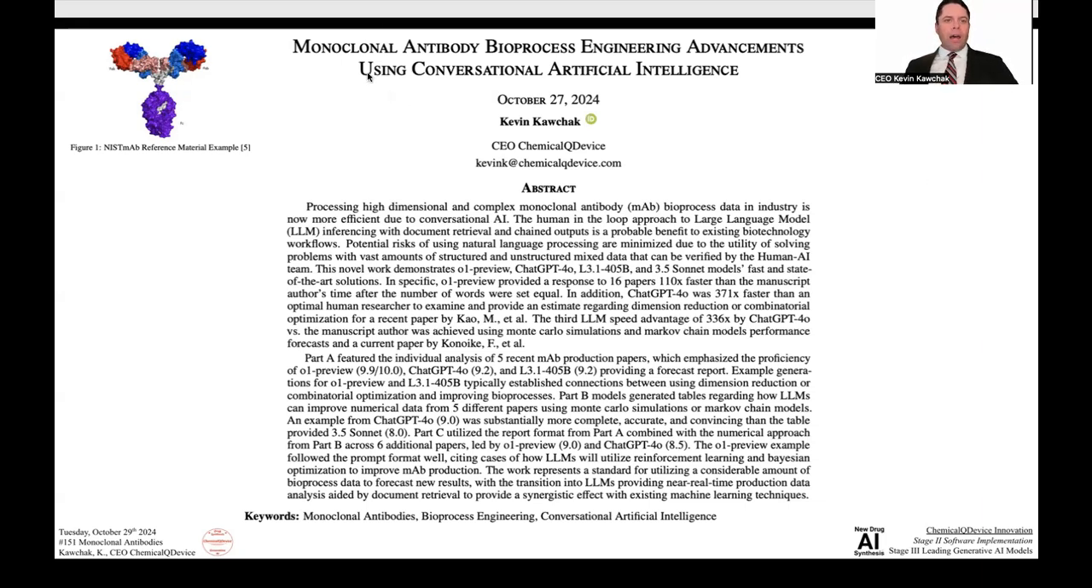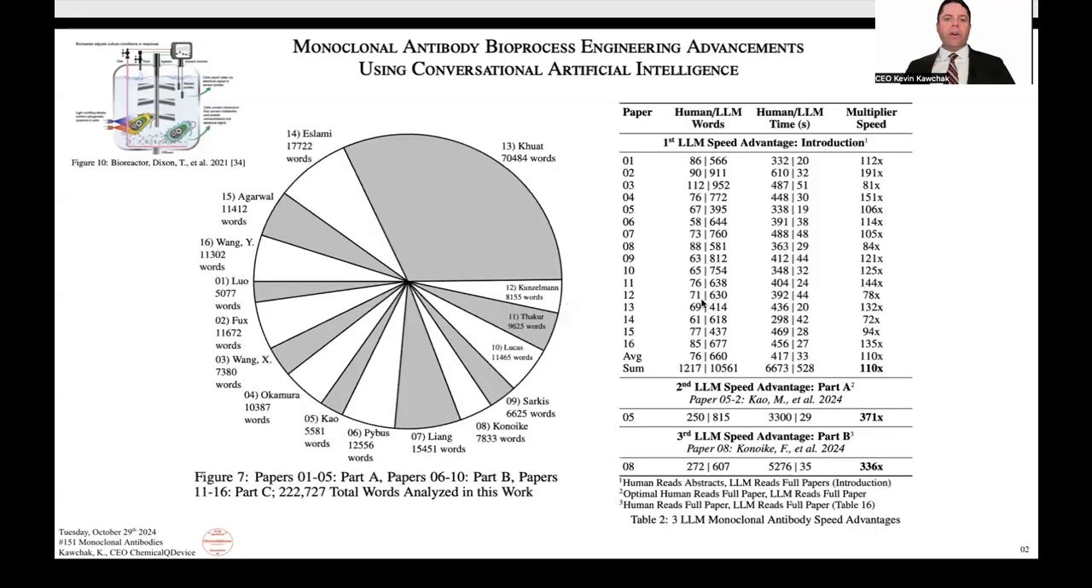I'm going to go through the three different types of large language model speed-up advantages, going anywhere from about 100 times to over 300 times. Then I'll get into some of the details with parts A, B, and C: part A being reports, part B being tables with numerical data, and part C being reports with numerical data.